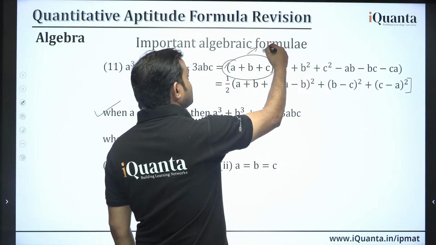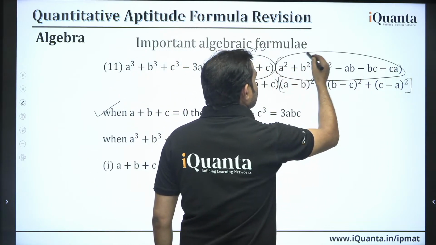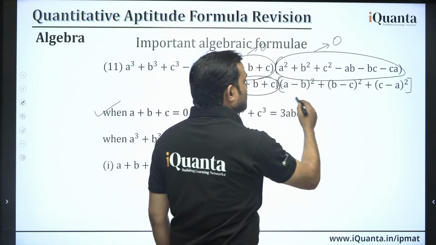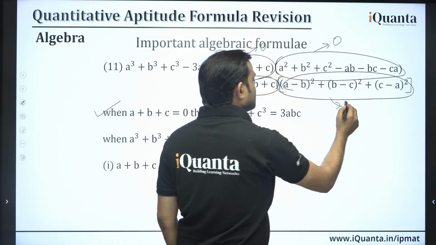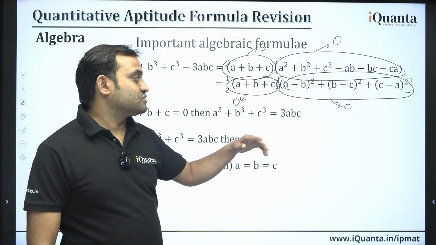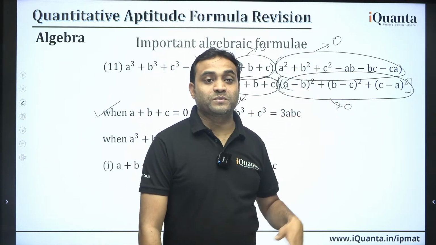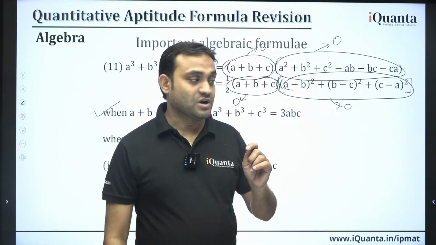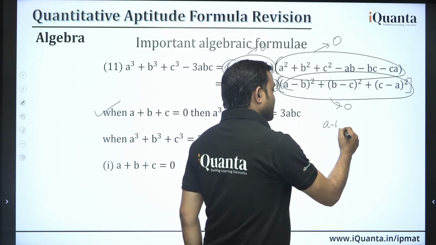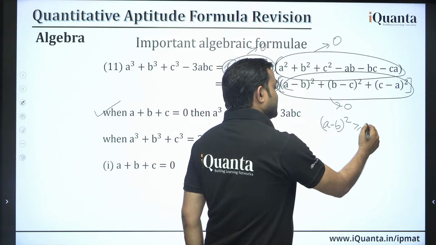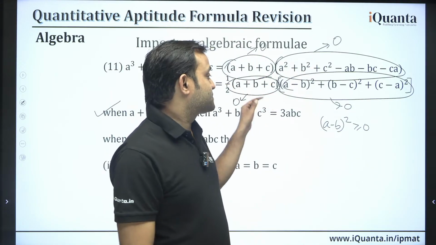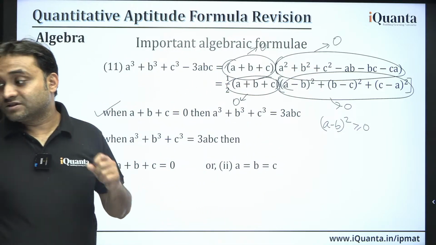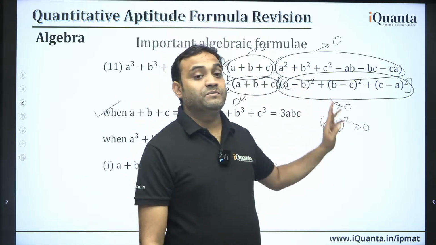If a cube plus b cube plus c cube minus 3abc is equal to 0, that means either this is 0 or this whole expression is 0, right? So you can see a plus b plus c is equal to 0, or (a minus b) whole square plus (b minus c) whole square plus (c minus a) whole square will be equal to 0. Now we know that (a minus b) whole square will always be greater than or equal to 0. So if the sum of these three terms is equal to 0, that means each of them will be equal to 0, right? None of them can be negative.